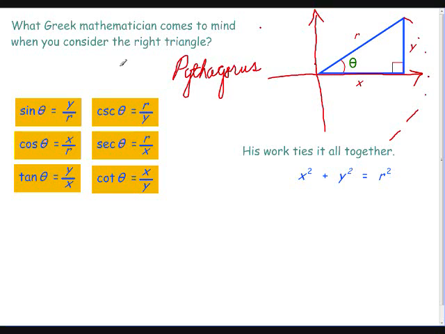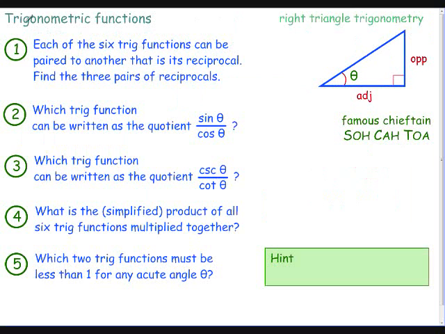Okay, so Pythagoras becomes very important to us in trigonometry. I'll show you some examples of this coming up. Each of the 6 trig functions can be paired to another that is its reciprocal. Find the 3 pairs of reciprocals.